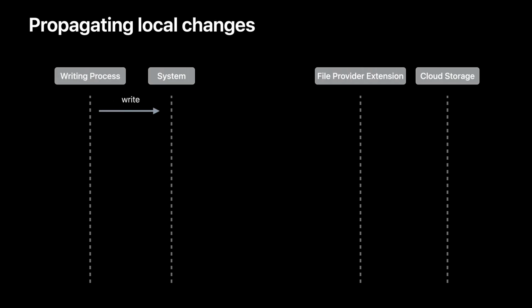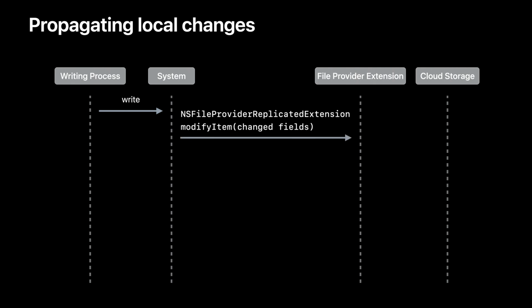With these three mechanisms, we are able to sync files from the cloud and keep them in sync in case of remote changes. The last flow deals with syncing up local changes to the cloud. The system detects when local items have changed and calls a modify item method on your extension, passing in the exact set of fields that have changed.